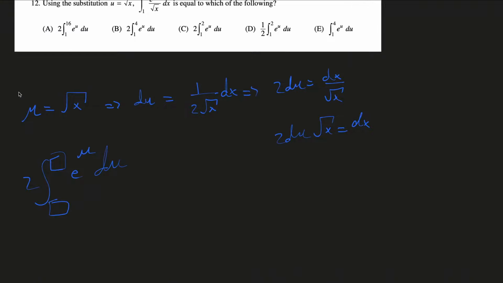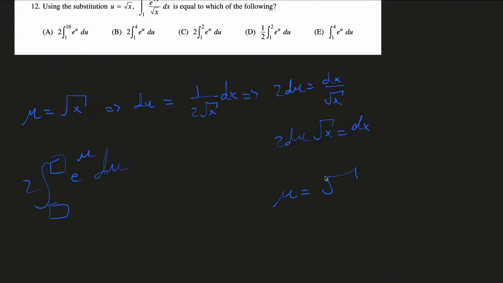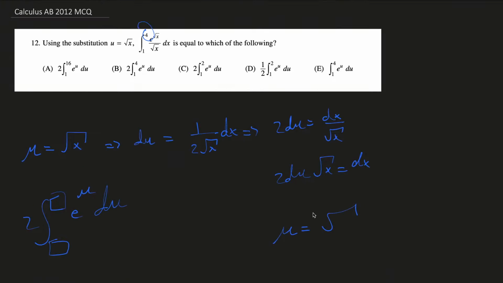Because we figured u is equal to the square root of x, our upper limit would be the square root of 4, because it was 4 here, and that gives us a 2 as the top. Similarly, the lower limit is 1, so we just plug in u equals the square root of 1, which is 1. The bottom is going to be 1. So here is our definite integral rewritten with u, which is C.